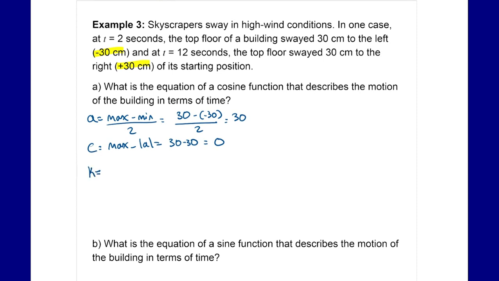My k value is going to equal 360 divided by the period. Now the period, we don't really know, it doesn't really say. However, we do know that if we roughly sketch it, whether it's a sine or cosine, going from the maximum to the minimum will be half our period.